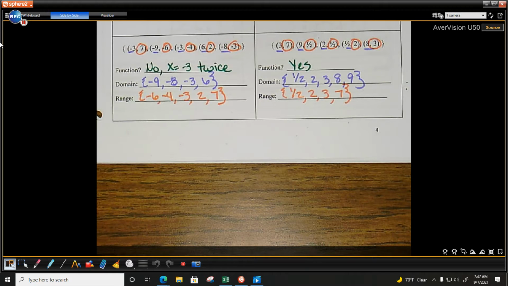My next one is yes, it is a function. My domain is 1/2, 2, 3, 8, 9. My range is 1/2, 2, 3, 7.